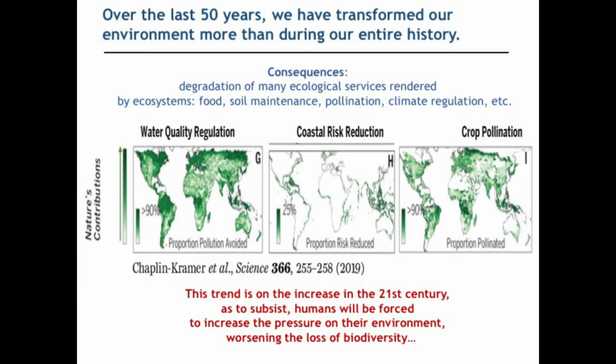So these figures, I'll just pick one of these figures. The first one relates to the water quality. And what you have here, again, is illustrated by a gradient of colors, and the darker the green, the higher is the nature contribution to help to solve our problem. In this case, water quality regulation in terms of the proportion of pollution avoided by nature contribution. So major ecological services rendered by the ecosystem and the organisms that live in it.